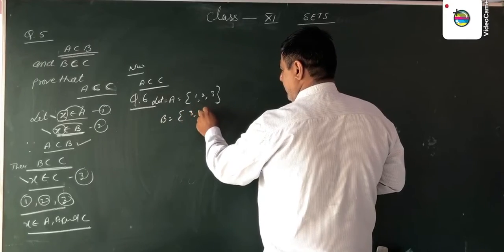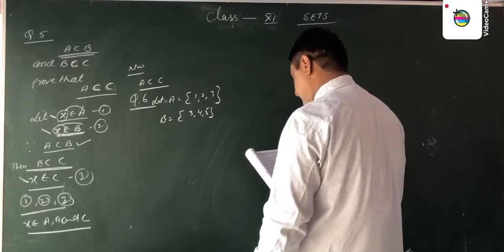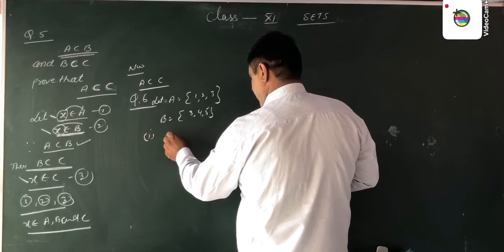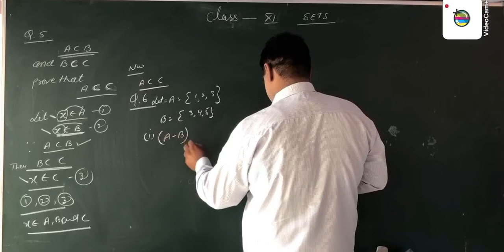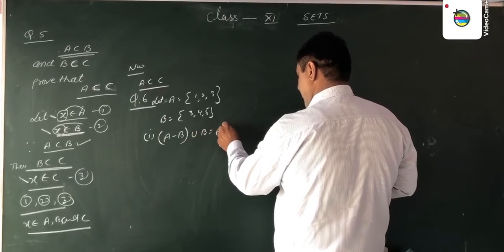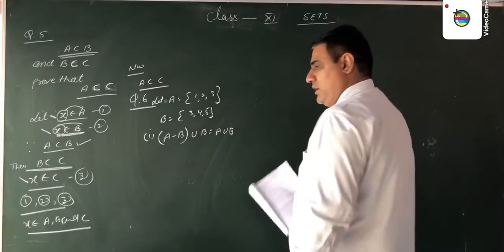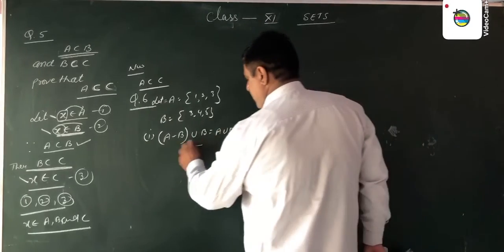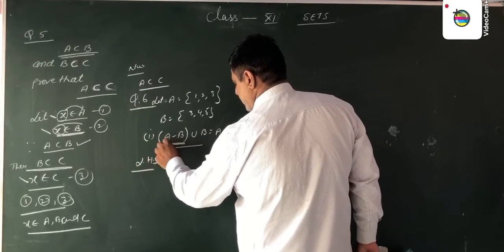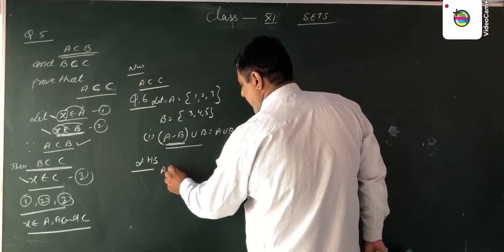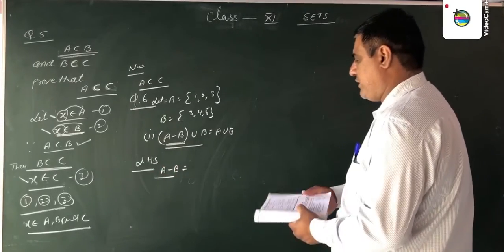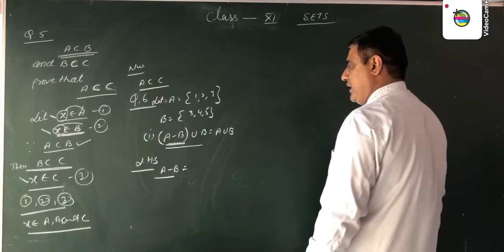3, 4, 5. Two sets are given. Now we have to prove in the first part that A difference B union B is equal to A union B. Now we take the left hand side of this. In the left hand side, first we find A difference B. Here A difference B consists of those elements which are in A, not in B.